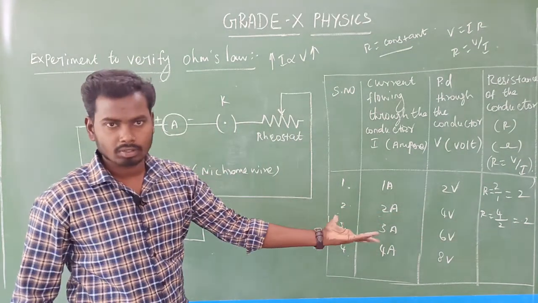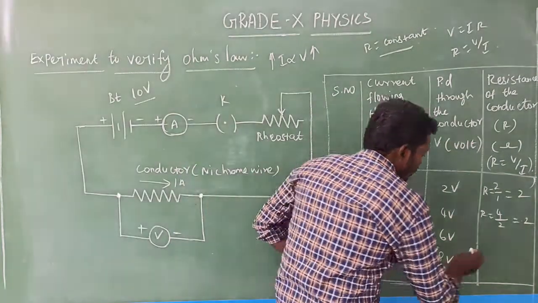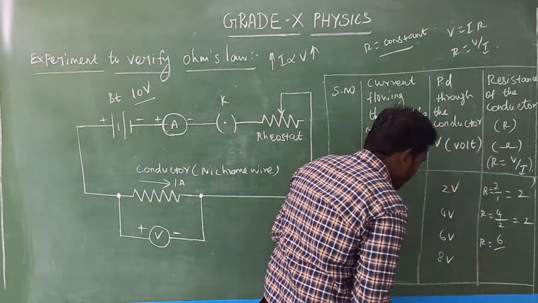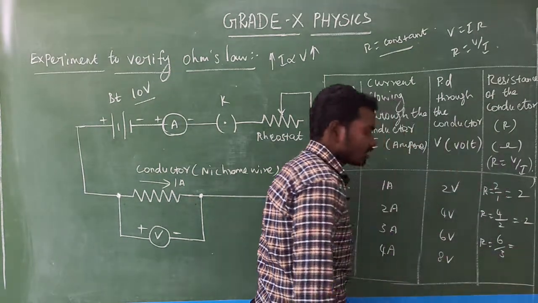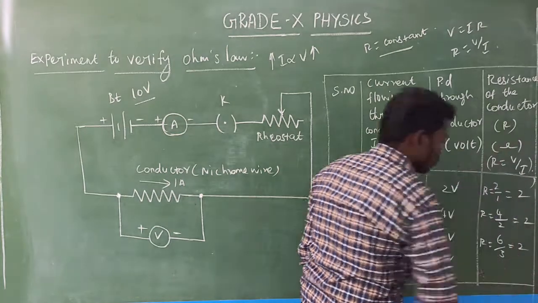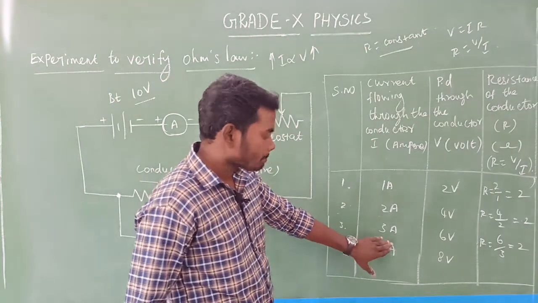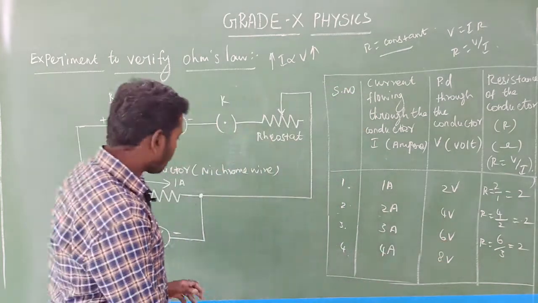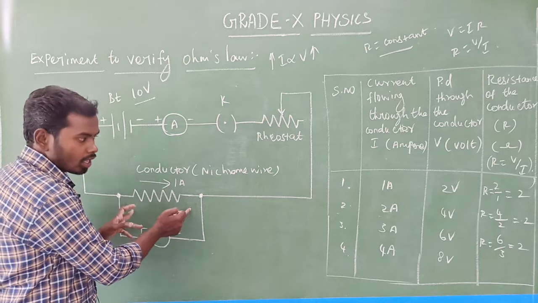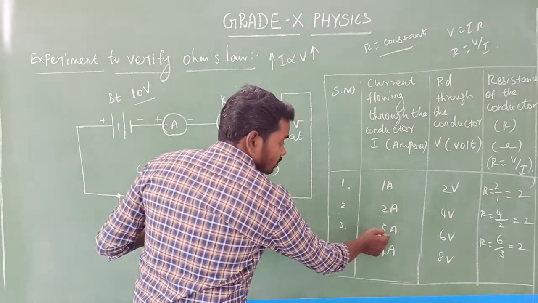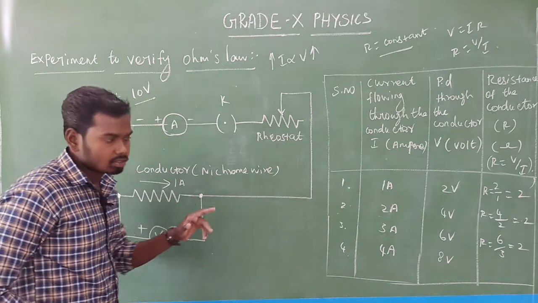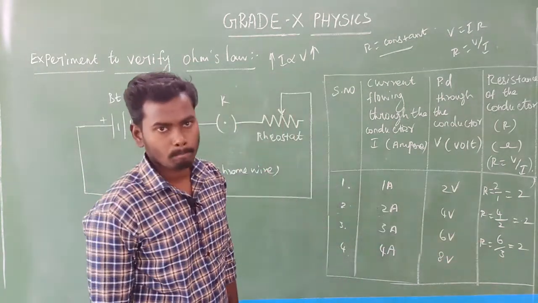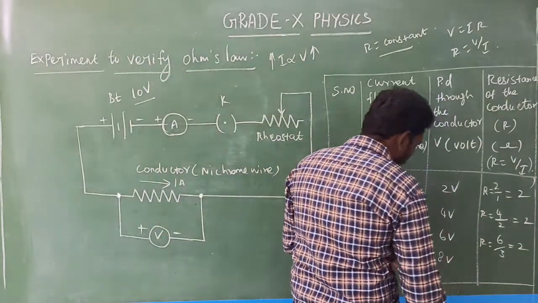Is it clear? Yes. Next you substitute the third one. R is equal to V by I, so V value is 6 and I value is 3. So 6 by 3 is also 2. So what is the third one meaning, sir? Look at here. When 6 volt potential difference is applied across the 2 terminals of the conductor, and the current flowing through the conductor is 3 ampere, then the resistance of the conductor is how much? 2 ohm. Is it clear?